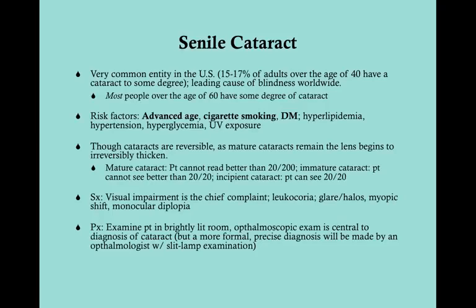And then you can have a cataract that's incipient, and this just means that the patient has cataract material, but it's subclinical. The patient can see 20/20, or whatever their baseline is. So the symptoms of senile cataracts, but really any cataract, really is leukocoria. Visual impairment is the chief complaint, particularly visual impairment that's referred to as blurry, cloudy, foggy.